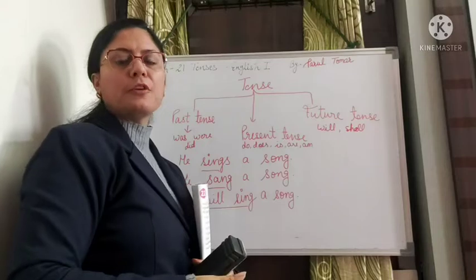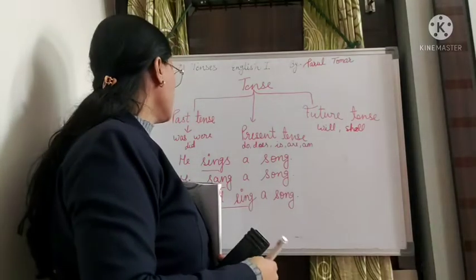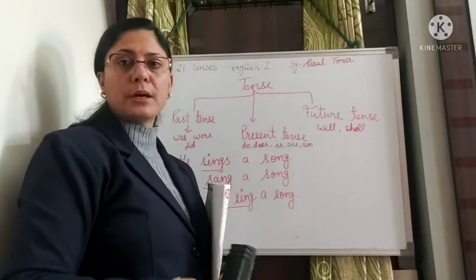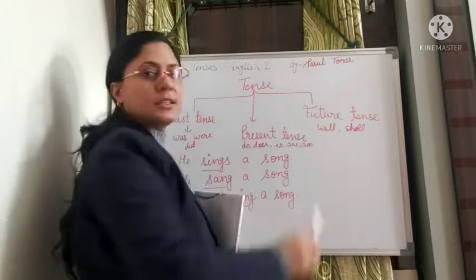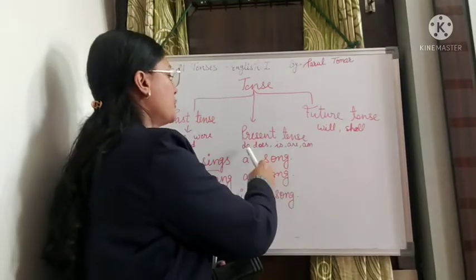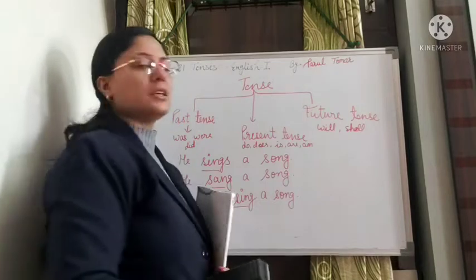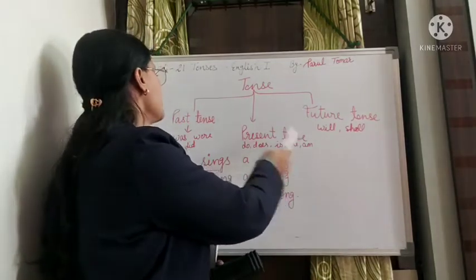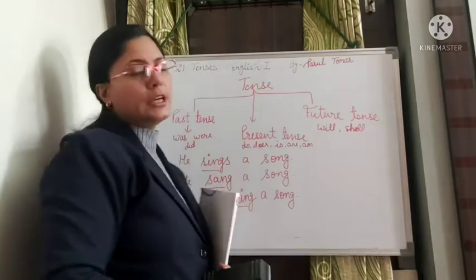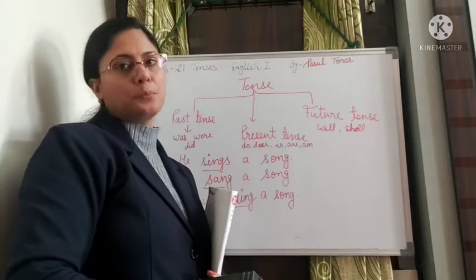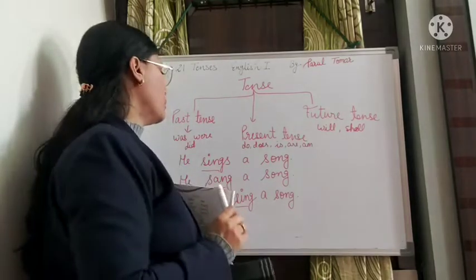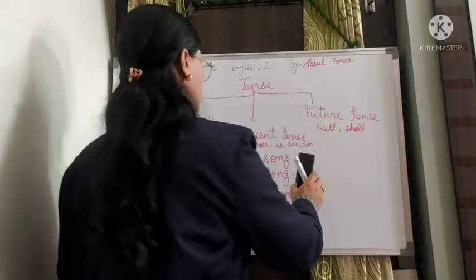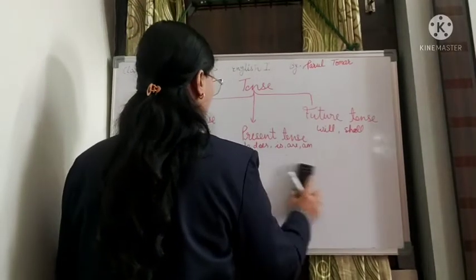So wherever you find these verbs in the tense, it means it belongs to that particular tense. If will, shall is there, it's a future tense. If do, does, is, are, am is there, it is present tense. If was, were or did has been used, it is a past tense. And the second form we also use in the past tense. I will give you some examples for that.